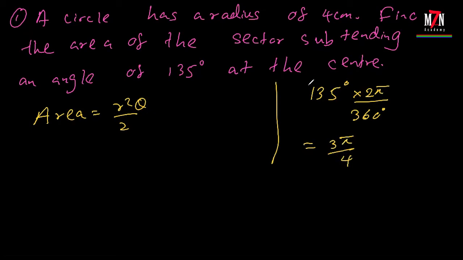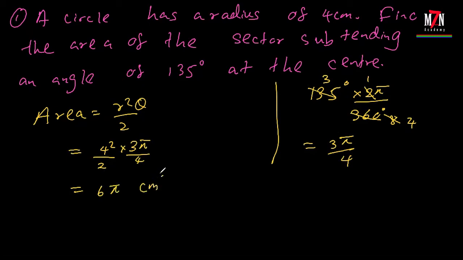How can you divide that? You can divide by 45. Here you have 3, here you have 8. Then you can simply cancel this one by 2. Then you have 3 pi over 4. Now you can find the area, that is 4 squared into 3 pi over 4 divided by 2. So finally you will have the answer as 6 pi square centimeters. Okay, then let's move to the next question.